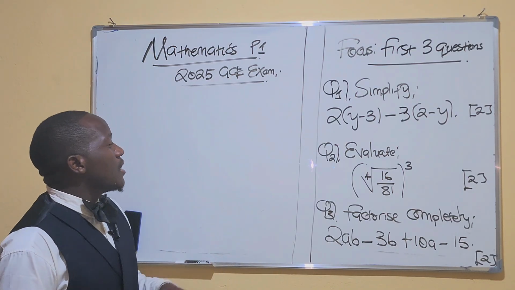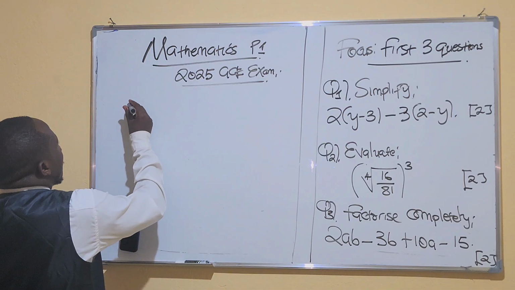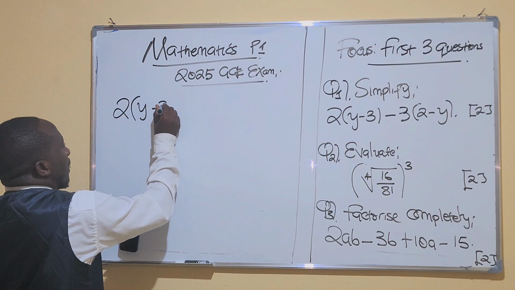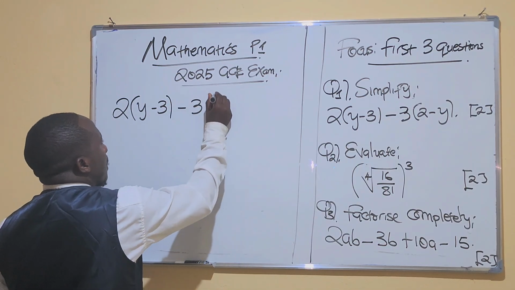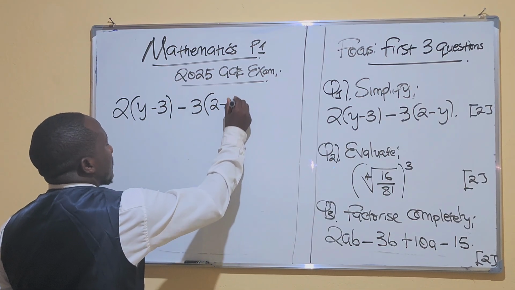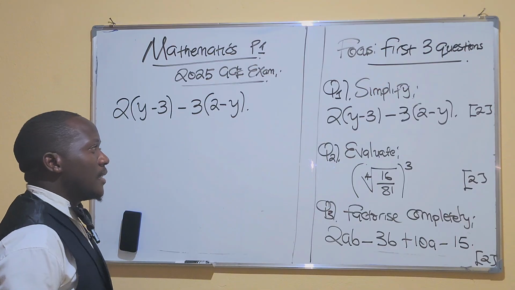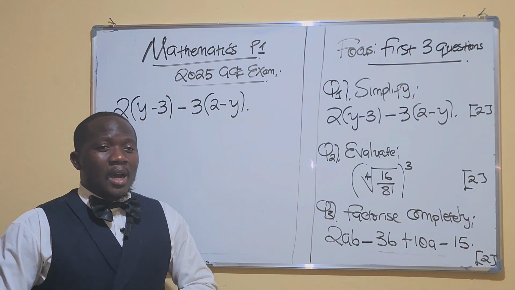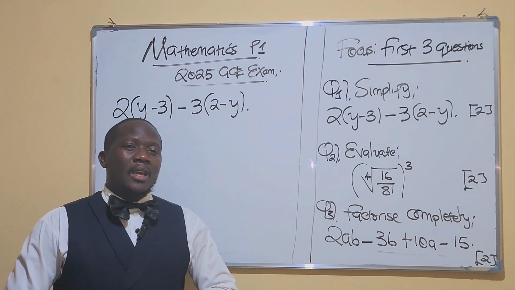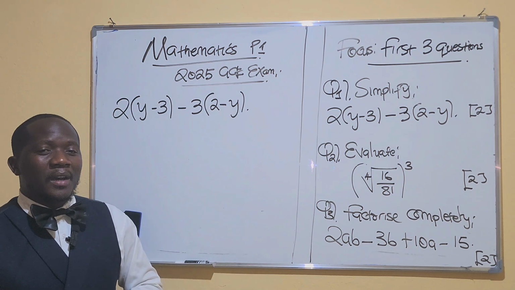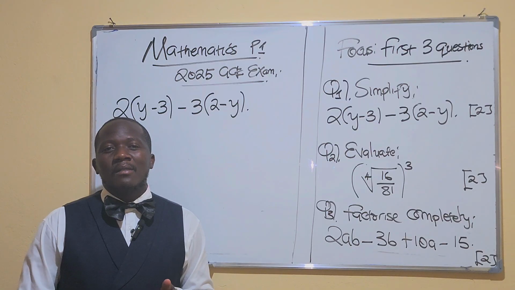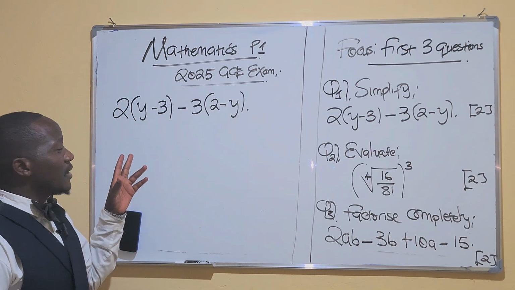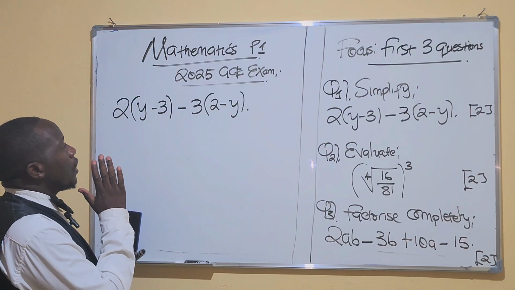Let's dive in. Question 1 says simplify. So we have 2, open brackets, y minus 3, and then minus 3, open brackets, 2 minus y. Since the question says simplify, this means we're going to make it simple. An expression under which the keyword is simplify may differ in terms of how it's brought. Sometimes we never have the brackets, sometimes brackets are given. So this means we are firstly going to expand.